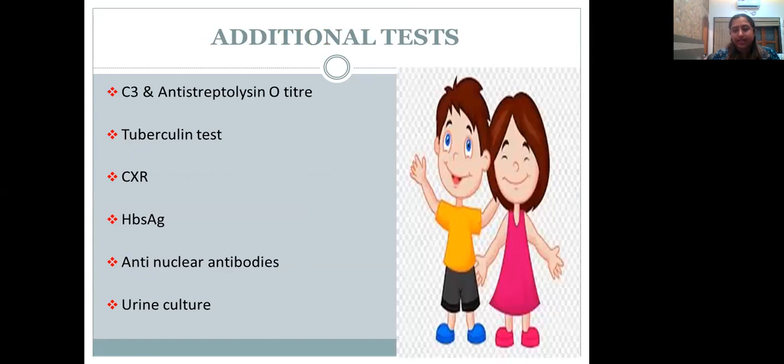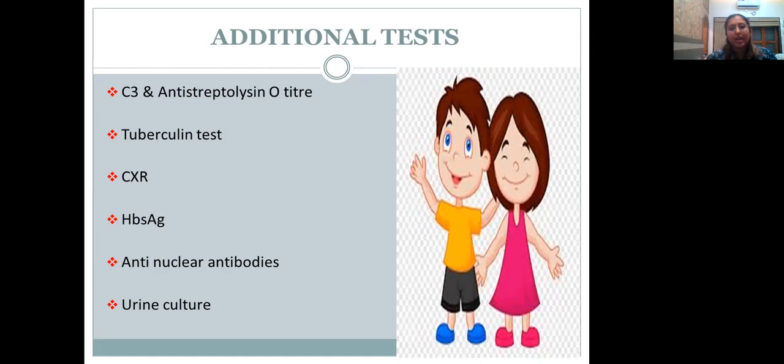And additional tests that we need to do, which are very important and which are moreover pointing towards the secondary causes of nephrotic syndrome. Firstly, C3 and anti-streptolysin O titer. This is in order to look for PSGN or glomerulonephritis as well. Then tuberculin test, the Mantoux test, in order to see if the child is also affected with TB. And along with that, the chest X-ray to see if there is pneumonia as well as features of tuberculosis.